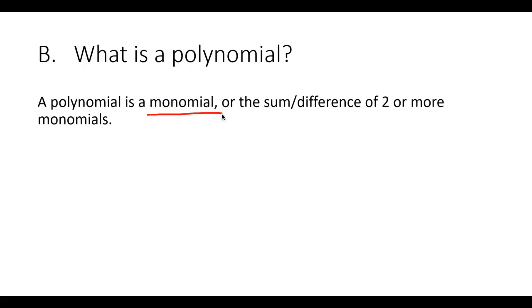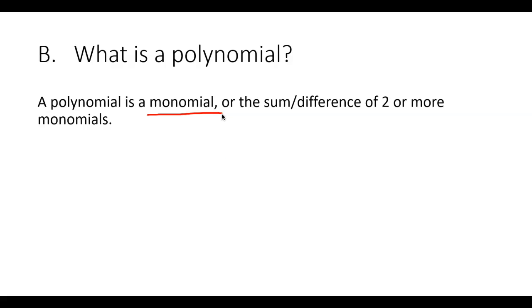A monomial is a type of polynomial. So you guys know what the word mono means in English? One. So it means one. It means you have one thing. But a polynomial is all the different polynomials that exist. So a monomial is a type of polynomial. So it could be a monomial or the sum or difference of two or more monomials.